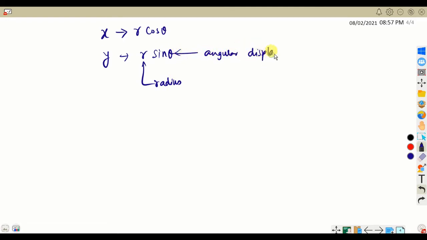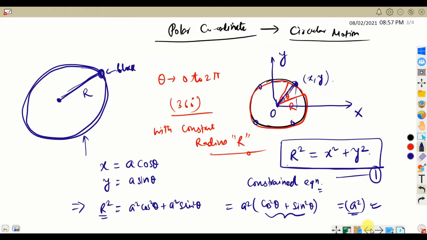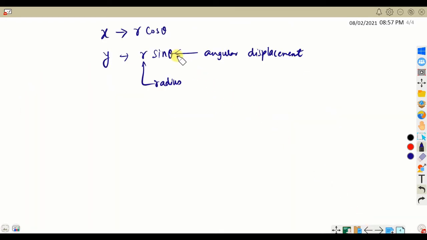Now you may ask what is this angular displacement? If you observe here, the object at some time is here, at some time is here. It is making some angle, the change in angle, let's say this one. At some other time this angle would be this one. So the radius is not changing, but theta is itself changing. So theta is a function of time.